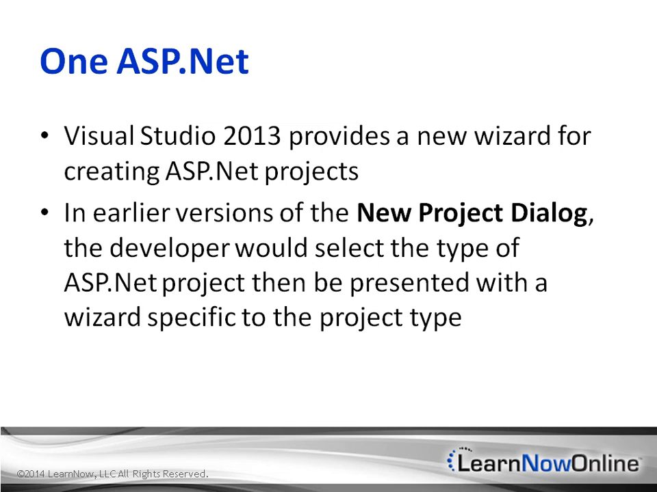The idea behind it is that instead of having a bunch of different project types to choose from when creating a new project, there's now one new project type, and then with it you can select the various components that you want to include. In earlier versions of Visual Studio, the new project dialog would offer you lots of different project types to choose from, and then from there you would get a wizard specific to that project type. That was often confusing for new developers, and so this process makes it much simpler.